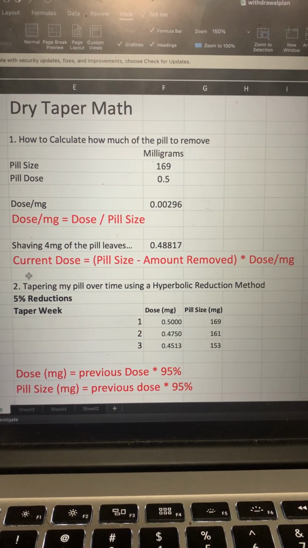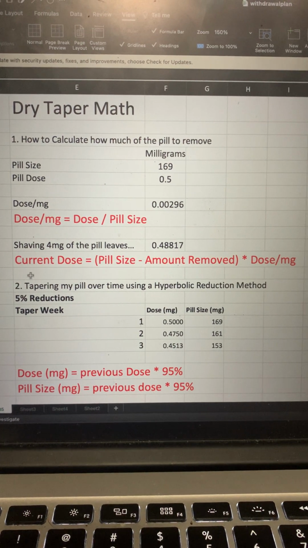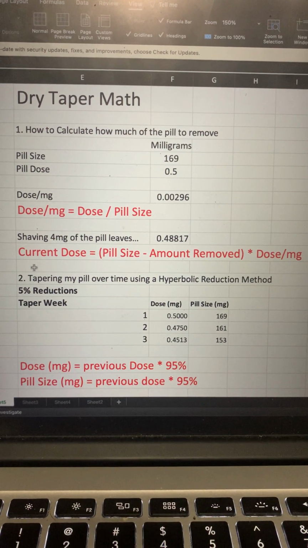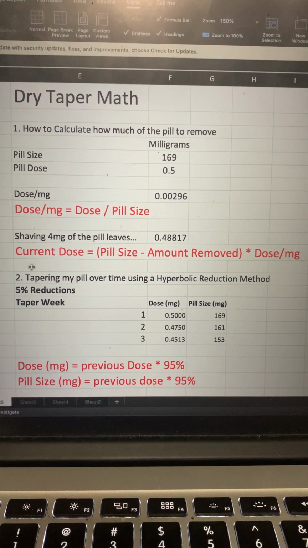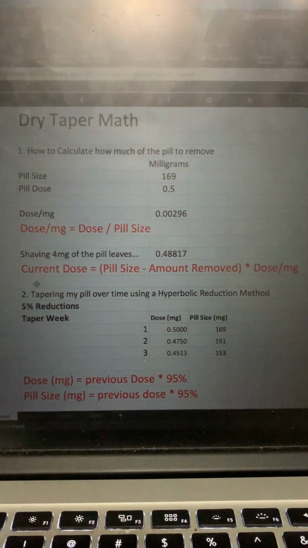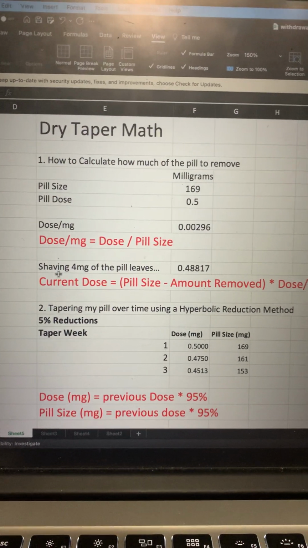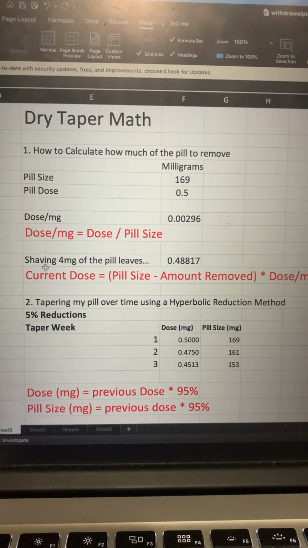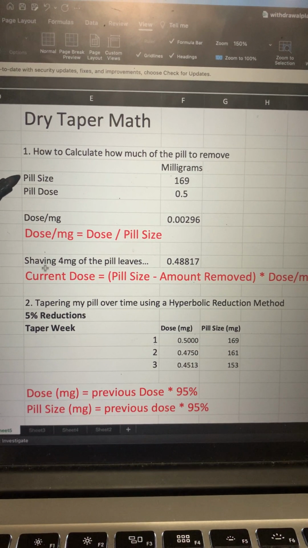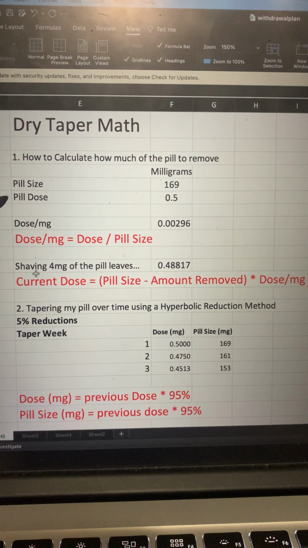So I prepared this spreadsheet here just to show you the data that I'm going to work with to walk you through it. So first question here is how to calculate how much of the pill to remove. Okay, so this could be difficult at times, but you can see here I'm going to basically set up the units for the pill size and the dose in similar weights, right?